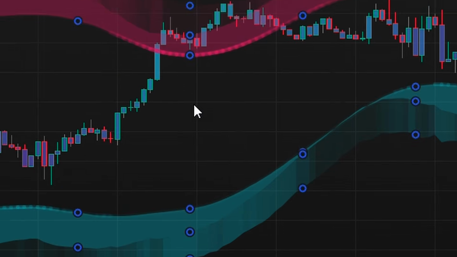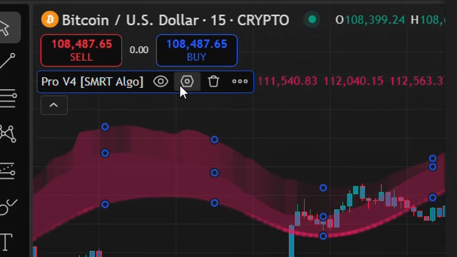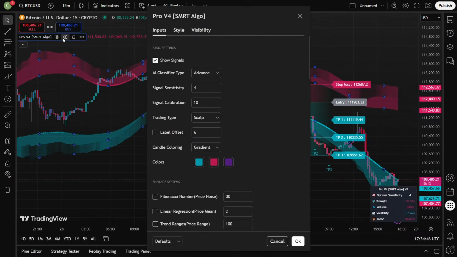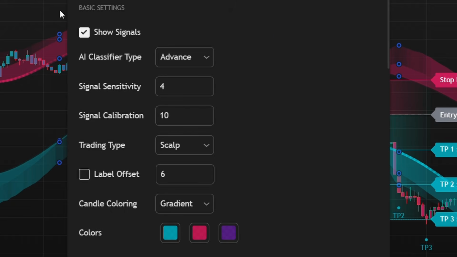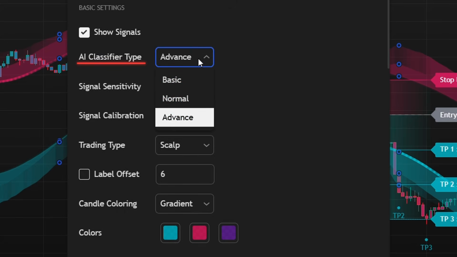Another important feature of the SMART ALGO Pro V4 indicator is its customizability. Once we head to the Indicator Settings tab, we can almost change anything in the indicator. I will go over a few of the main settings here. The AI classifier setting decides how advanced the AI of the indicator is. We can change this to Basic, Normal, or Advanced. I recommend you keep these settings to Advanced to get the most reliable signals.